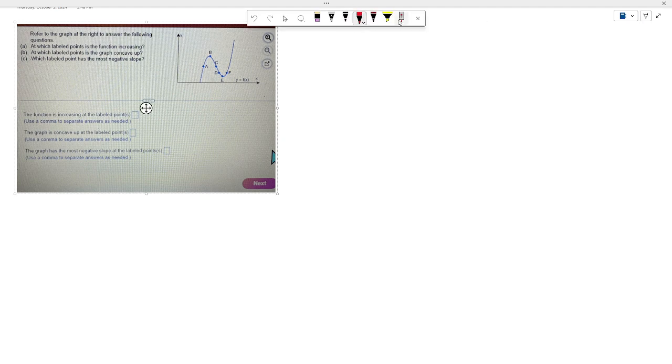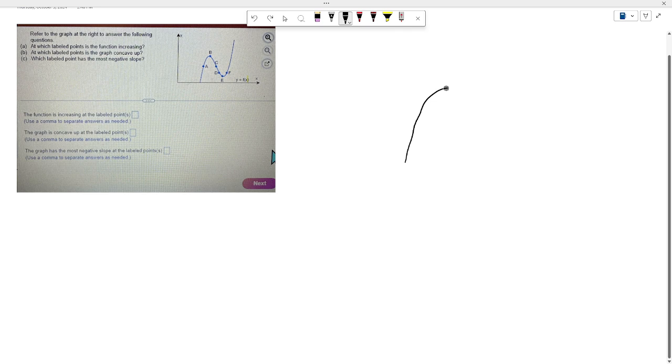So this question right here is asking three questions. Number one, which labeled point is the function increasing? Number two, which labeled point is the graph concave up? And number three, which labeled point has the most negative slope? So three different questions off the same graph.